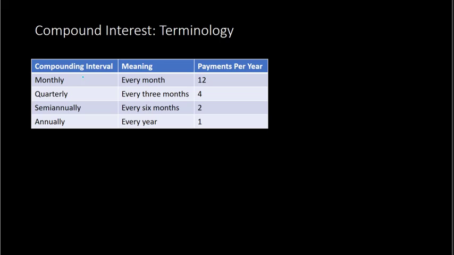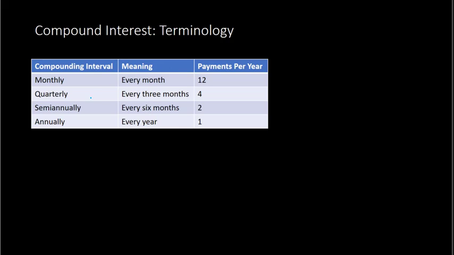All right, so if your interest is what we say compounding monthly, that means that you are making payments monthly, or payments are being made to you monthly. So if it's compounded monthly, that means you are being paid every month, and so that means within 1 year there will be 12 payments, right? There's 12 months in a year, so 12 payments.